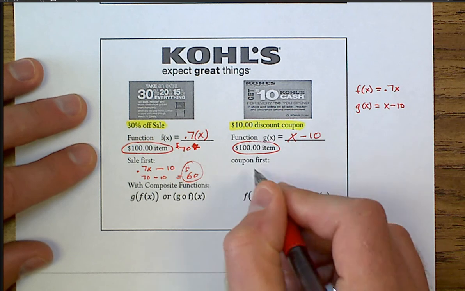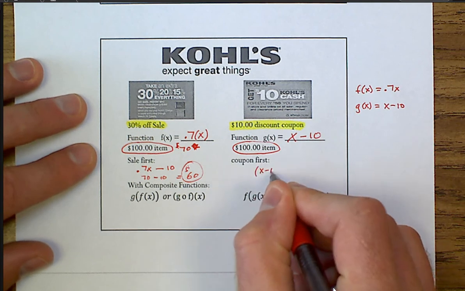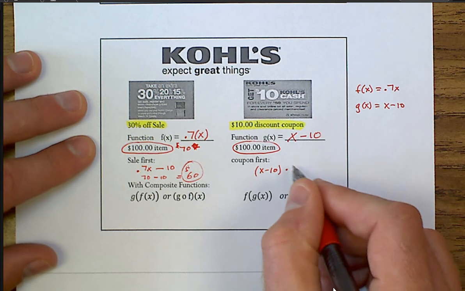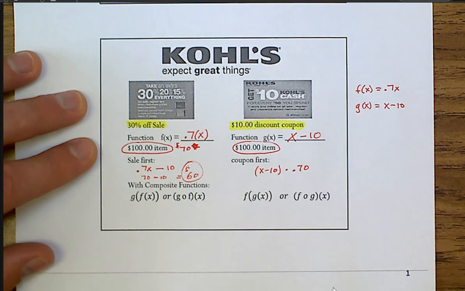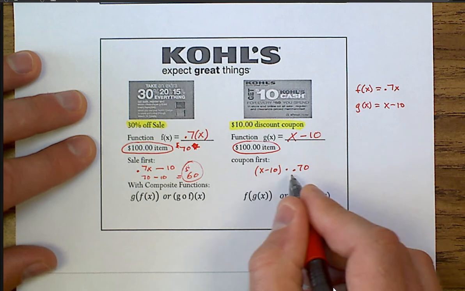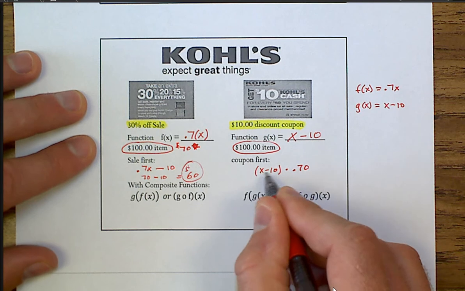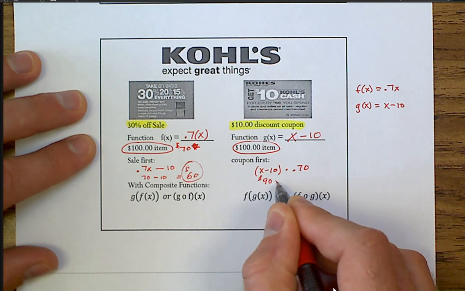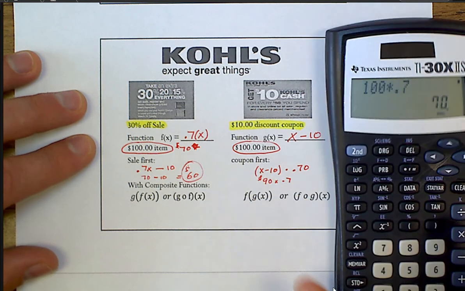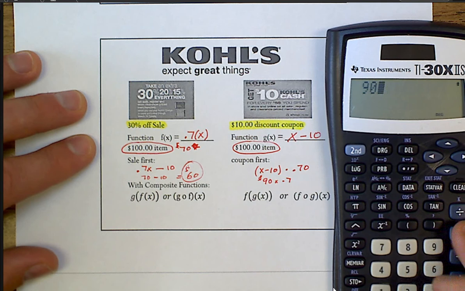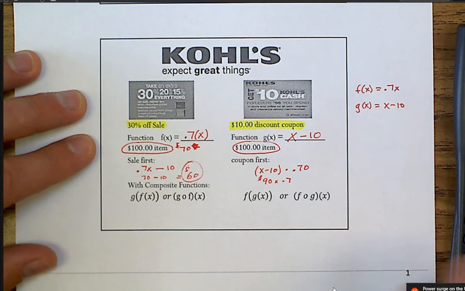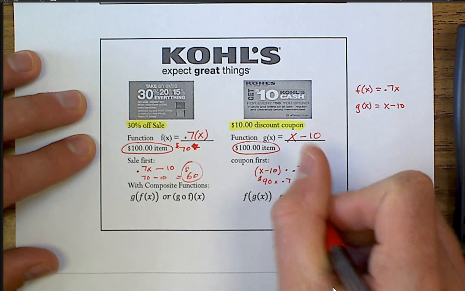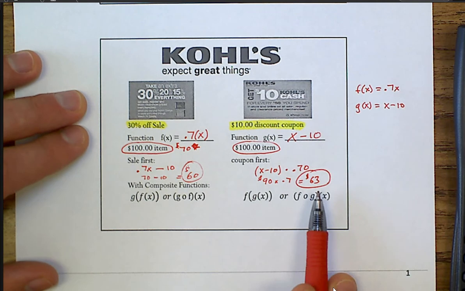So let's go ahead and apply the coupon first. We're going to take our x minus 10, and then we are going to times that by the 0.70. So if I take my $100 item, I would have 100 minus 10, which is 90, and then I would take that 90 and times it by 0.7. So if you take your calculator out and go 90 times 0.7, you would have $63. Sorry about the power surge. You'd have $63.